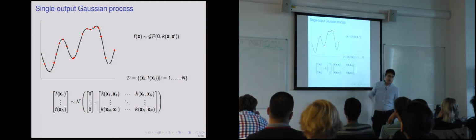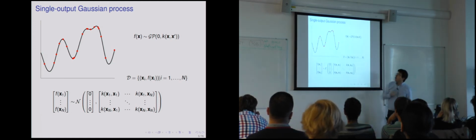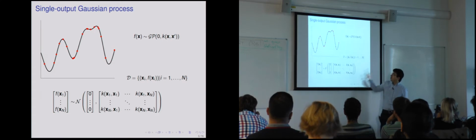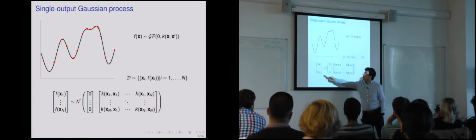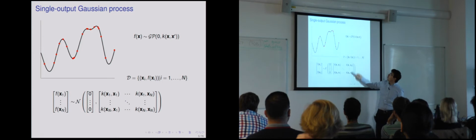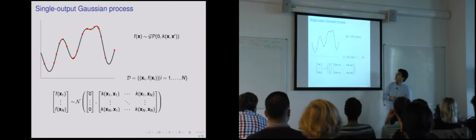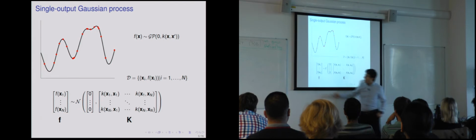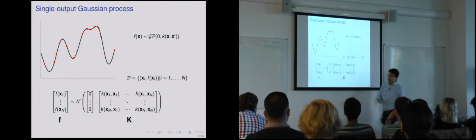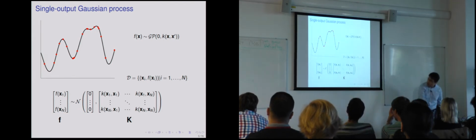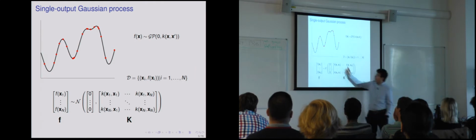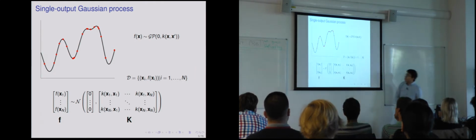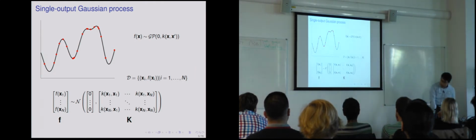As Richard said, usually in machine learning we use a mean function of 0. And then the covariance matrix for this vector is computed from the kernel function that we use for our Gaussian process. I'm going to use bold F to refer to these random vectors that have the random variables associated to the GP, and I'm going to use bold K to refer to these kernel matrices that contain the evaluations of the kernel function.